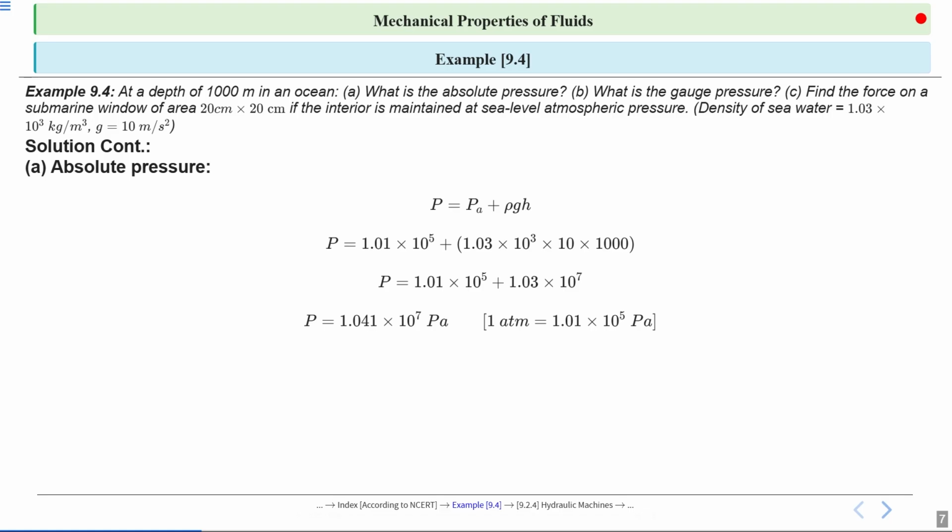As we know, 1 atm equal to 1.01 into 10 raised to the power 5 Pascal. So pressure at this depth is about 104 atmospheres.